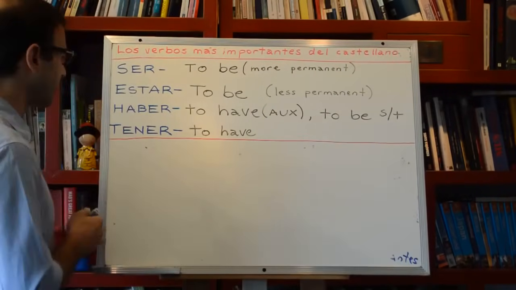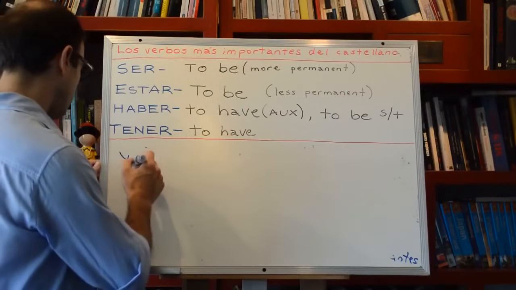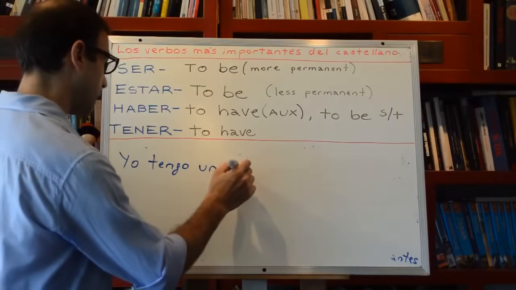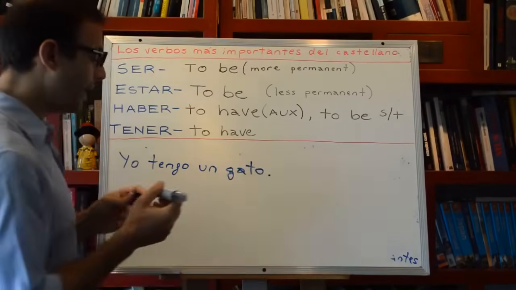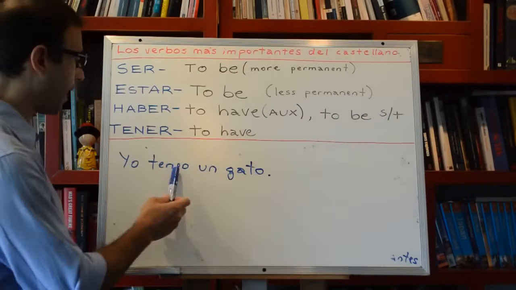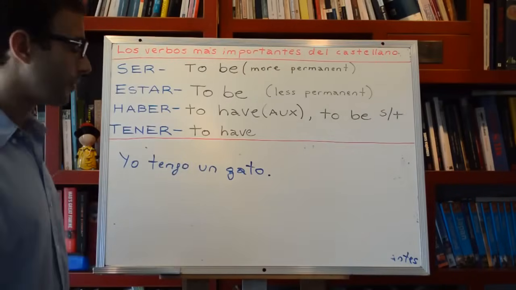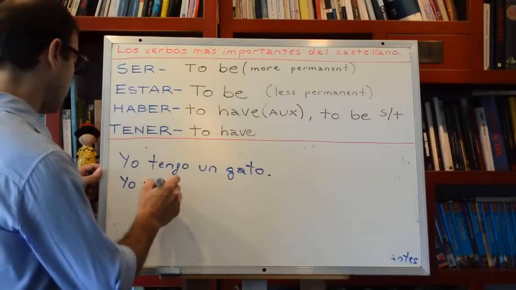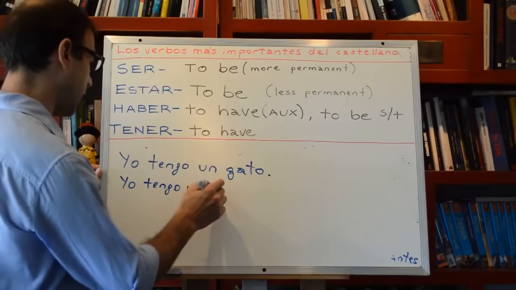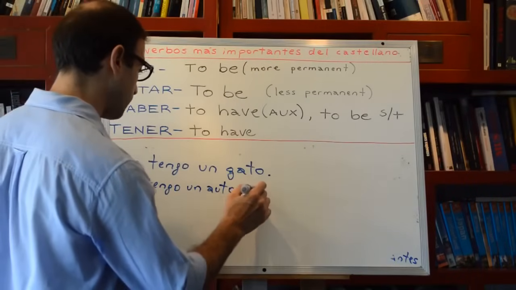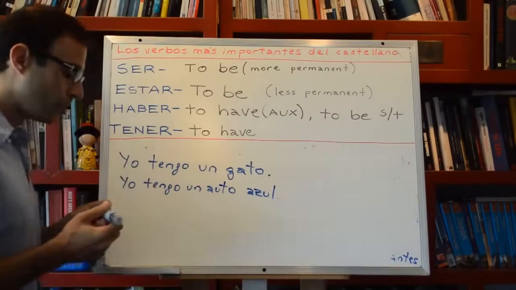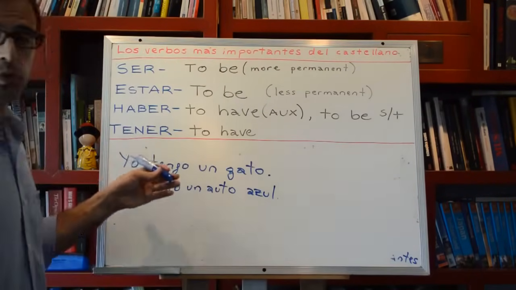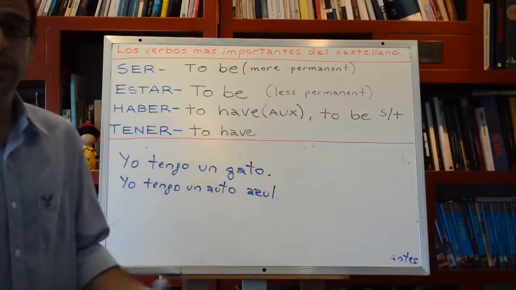Okay. Yo tengo un gato. I have a cat. Yo tengo un gato. I have a blue car. Yo tengo un auto azul. Okay? I have a blue car. Yo tengo un auto azul. Good. So this is what we use the verb tener for, to say to have something.